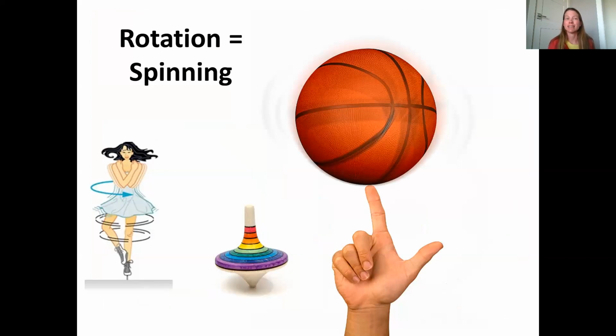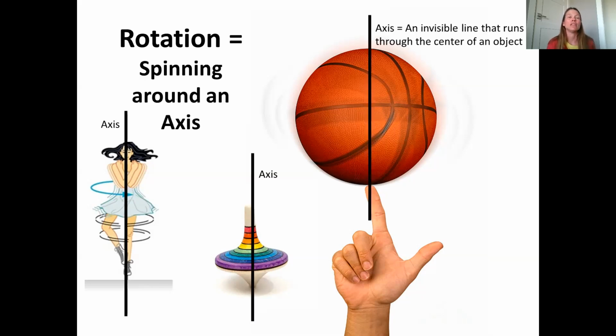Rotation is essentially spinning. Okay, we can think of a lot of things that we see that spin: an ice skater spinning on the ice, a top on our tabletop, or a basketball spinning on the tip of a finger. These would all be examples of rotation. If we look at each of these objects, the ice skater, the top, and the basketball, each of them are spinning vertically around an axis. Okay, an axis is an invisible line that runs through the center of an object around which it spins.